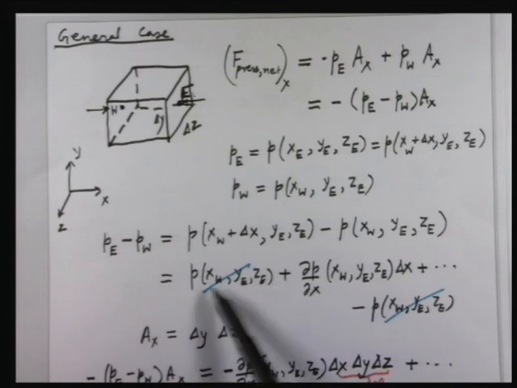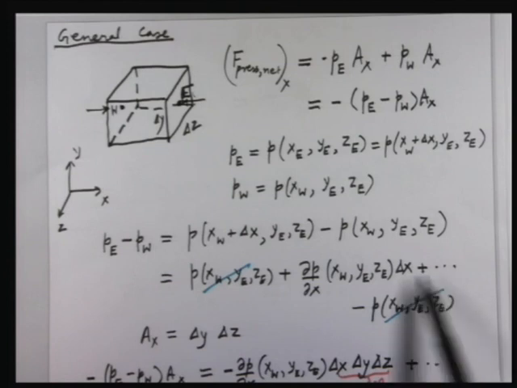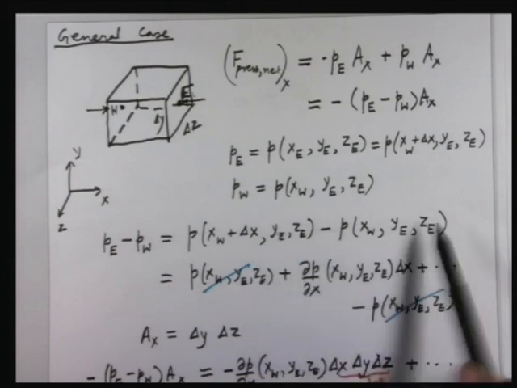So this is the Taylor series expansion. See, delta y is 0 and delta z is 0, because the y coordinate and the z coordinate are the same.